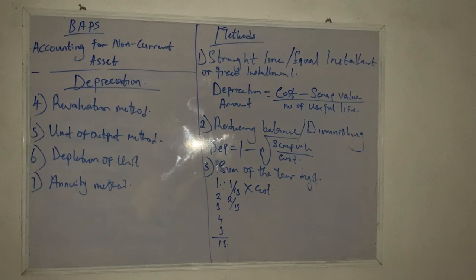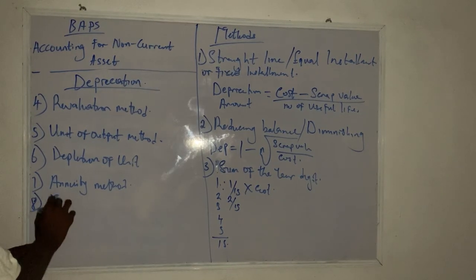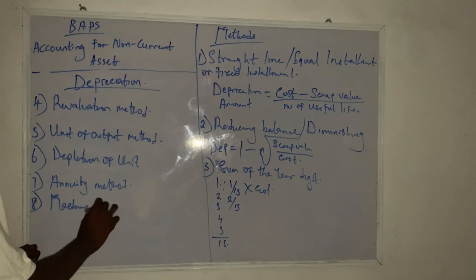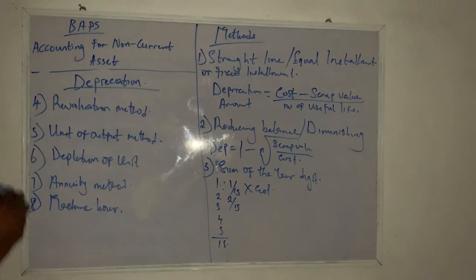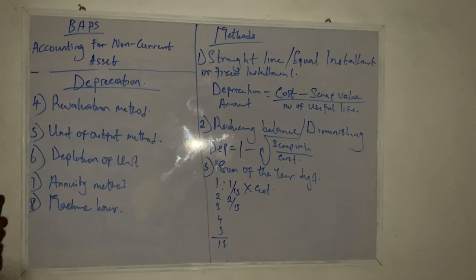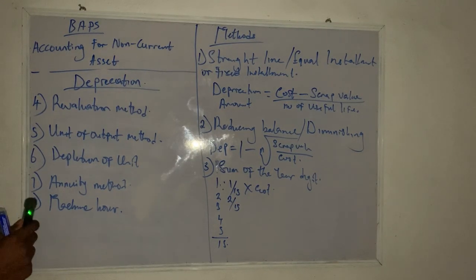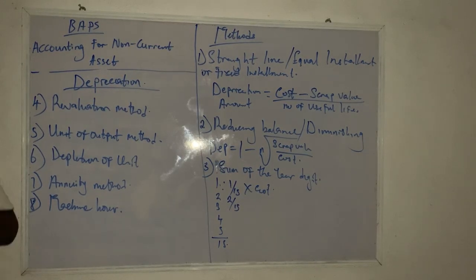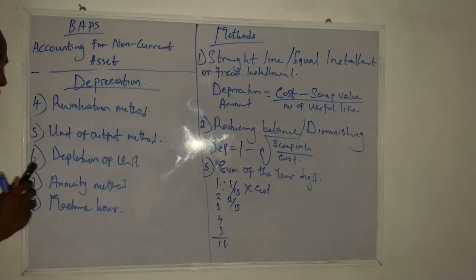Now we see that out of all these seven formulas, straight line, reducing balance, sum of the digits, and revaluation are very okay. Now there's many more. There's also machine hour method. Out of all these, about four are very rampant and are what is being tested the most at your level. So we see that we treat straight line, reducing balance, sum of the year digits, and probably revaluation method for the sake of your exam. You understand? So this is where I'm going to be stopping for today.